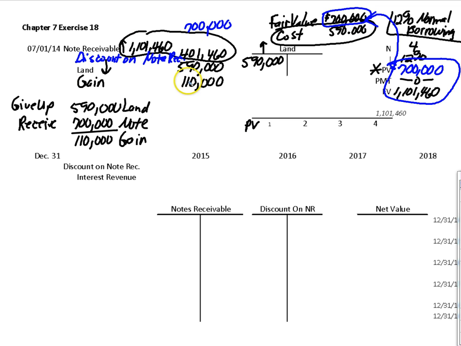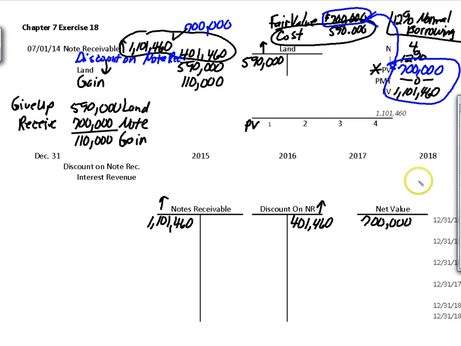Okay, so we've got our original entry, and let's go post our $1,101,460 in our notes receivable account, and then also put in our discount on notes receivable, the $401,460, and those are going to net to our $700,000. Okay, so on 12/31, I'll talk about that in a minute. So on 7/1/14, we have this particular balance, okay? And then that's all this problem really asks you to do, going through that.